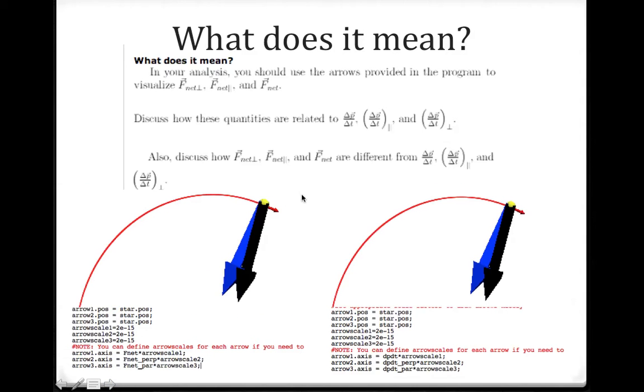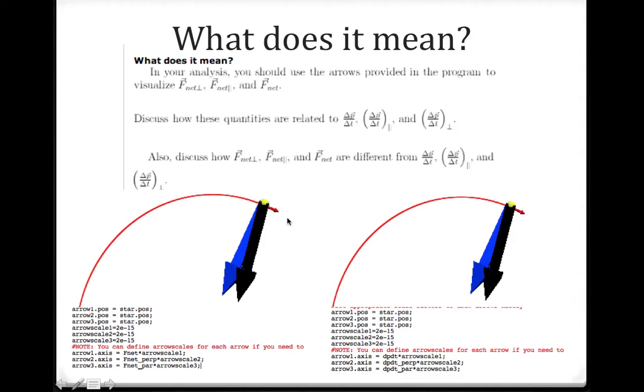So for the what does it mean question, basically the force net perpendicular, which is the blue arrow, is equal to the change in momentum perpendicular, which is the blue arrow, and also the force net is equal to the change in momentum, given the formula of momentum.